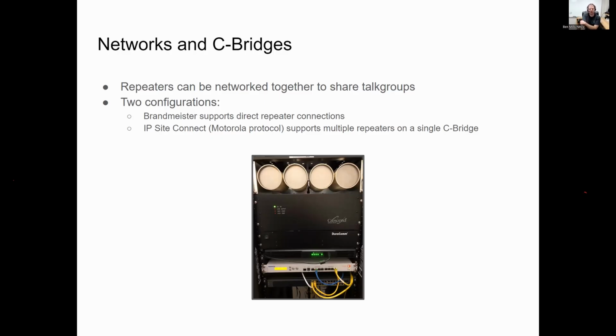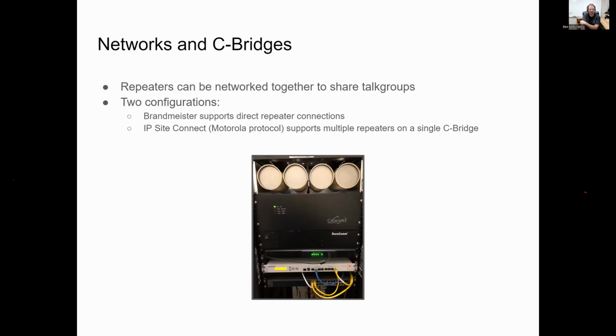So the two common ways that we'll see this is via C-Bridge, which means the repeater owner works with the system owner, a system being 1 to 30 or so repeater sites on a C-Bridge. They'll define what's available and on what time slot.